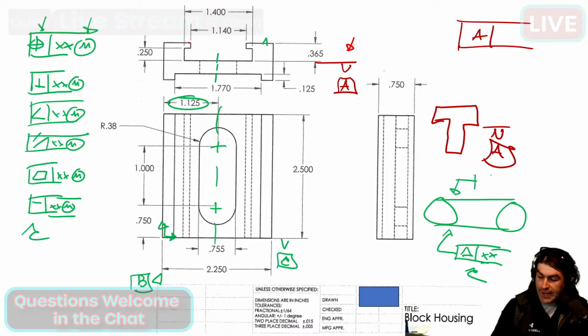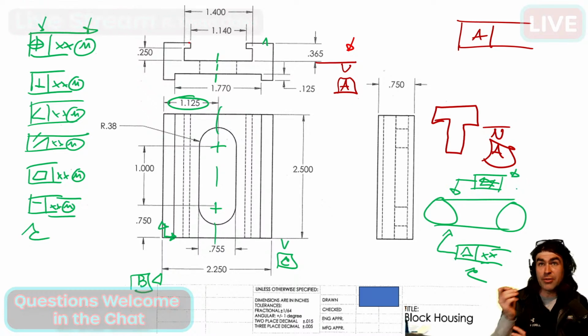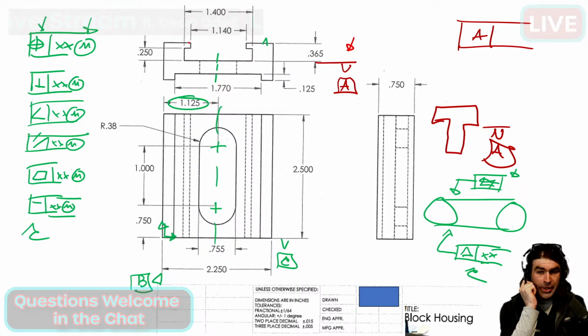Ditto goes for runout, right? Runout will never have the MMC symbol because runout applies to the surface of the part. Again, you don't ever see a diameter symbol with runout, right? Because the tolerance zone isn't a cylinder inside of the part. Always applied to a feature of size, yes.